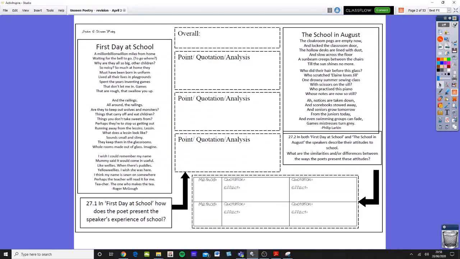So we're going to be looking at these two poems here a little bit later on, First Day at School and The School in August, and there'll be some comparison. I want you to understand the best way to approach looking at unseen poetry.